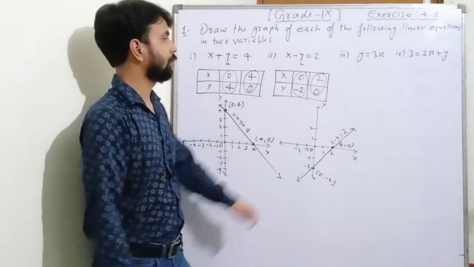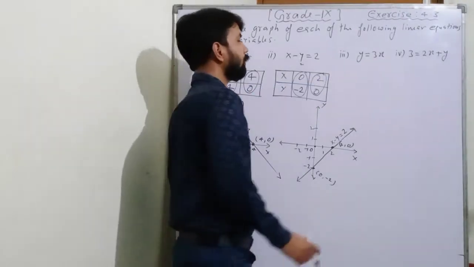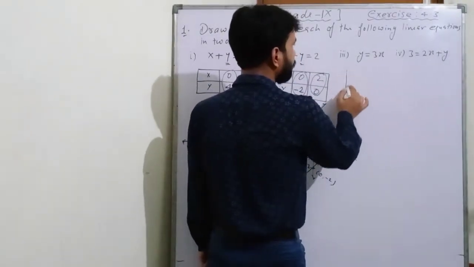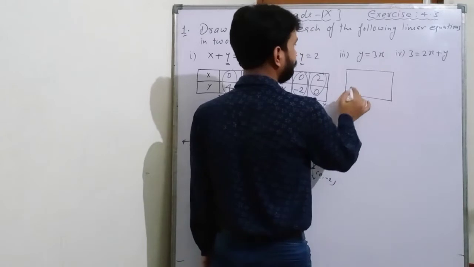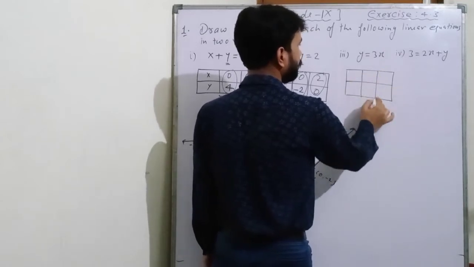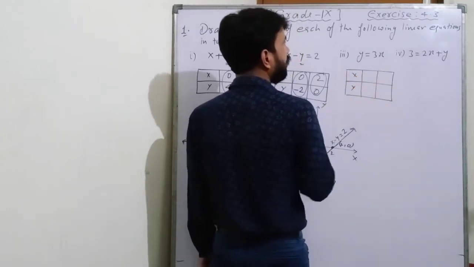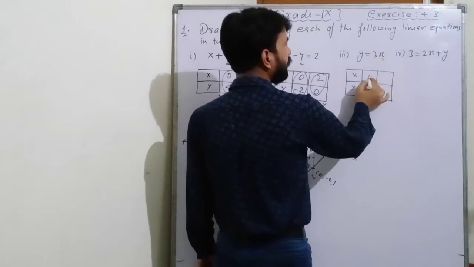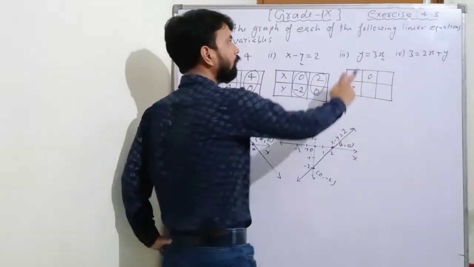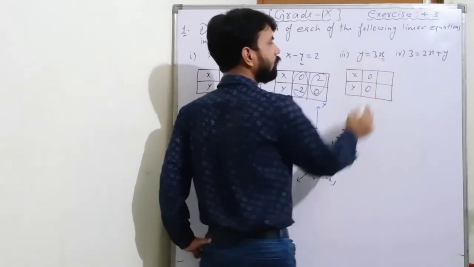Good. Third, y equals 3x. Firstly, we will have to find the points x and y. So here if we put x equals 0, then y equals 3 into 0, which gives you 0.